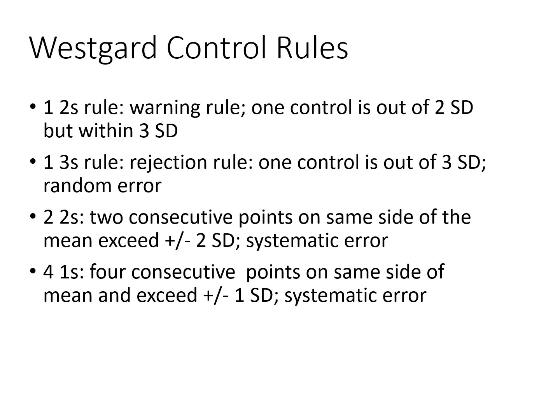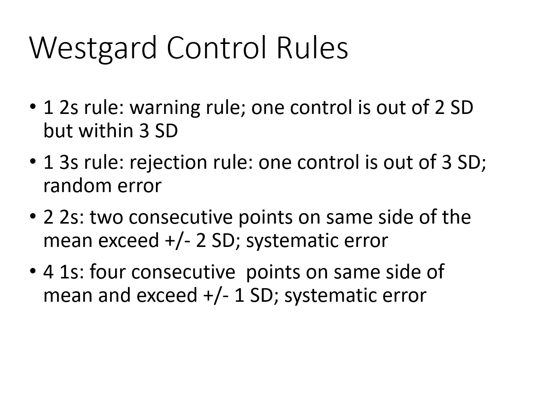So a 1-3S rule is a rejection run. This is when one control is outside of 3 standard deviations, unless you have other points that combine with this. So again, it's 1 point outside of 3 standard deviations. That's considered a random error, but you do need to do a corrective action and determine what's going on before you report patients. And then we have a 2-2S rule.